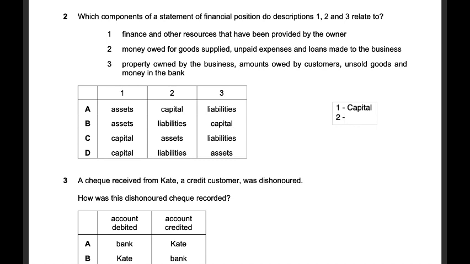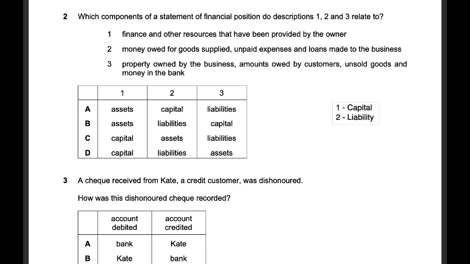Whenever a business owes money, that is a liability. Unpaid expenses, that is again an other payable. And loans made to the business, of course, these are also current or non-current liabilities depending on their repayment period. 3, property owned by the business, amounts owed by customers, unsold goods and money in the bank.